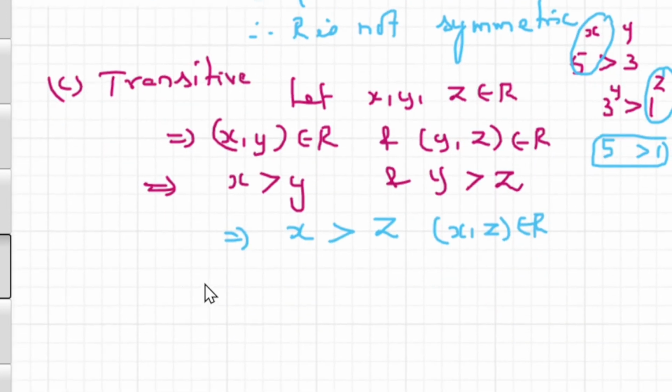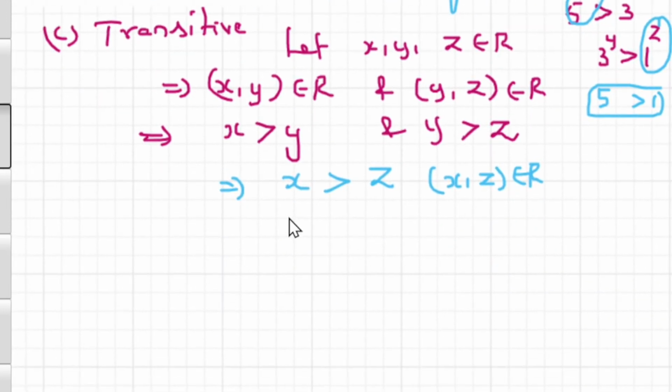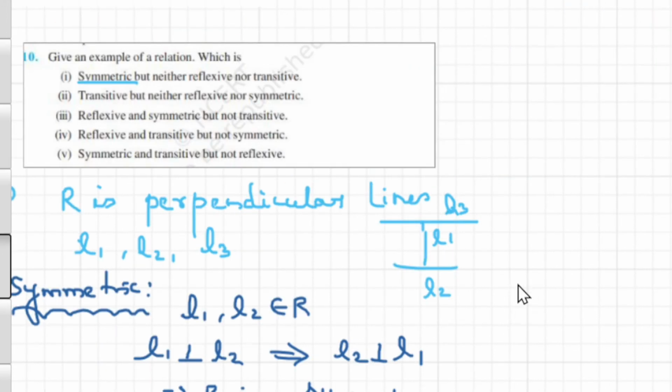So in this greater than, or even if you consider the less than, we can prove the same thing. So from this it is clear this is transitive, and we proved it is neither reflexive nor symmetric, but it is transitive. Here the third subdivision: reflexive and symmetric but not transitive.